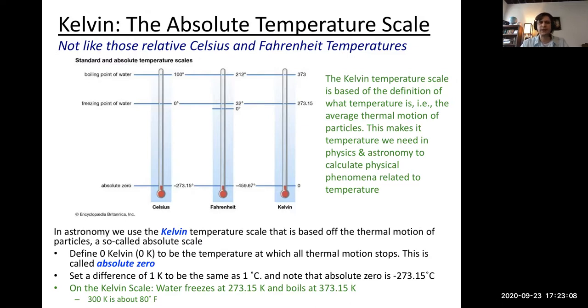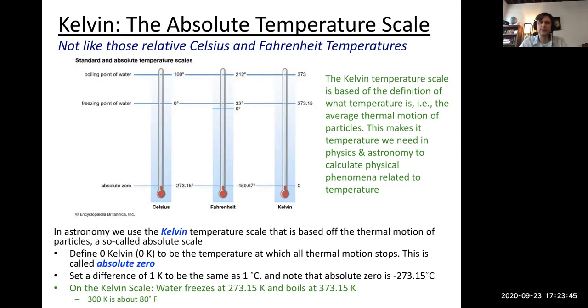I'm not quite sure what the Fahrenheit temperature scale is based off of. It's a little bit weird. The Celsius temperature scale is based off the freezing point and boiling point of water. We define 0 degrees Celsius as the freezing point of water and 100 degrees Celsius as the boiling point of water. And then we extrapolate to either colder or hotter from there. For Fahrenheit, freezing point of water is 32 degrees Fahrenheit, and boiling point of water is 212 degrees Fahrenheit.